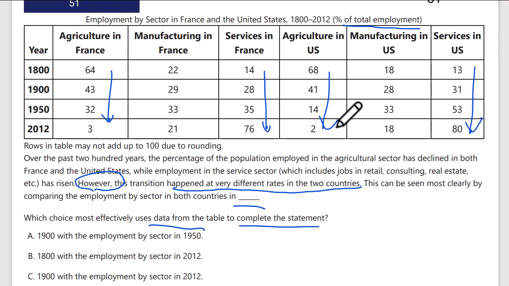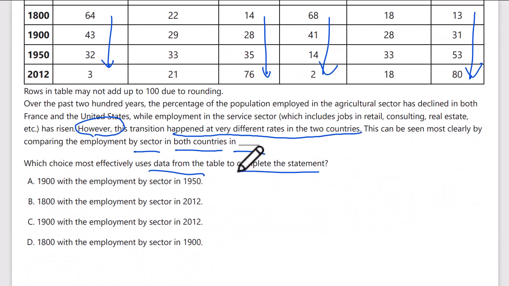Those are pretty similar numbers. So however this transition happened at very different rates. Okay, that's their statement, so we have to take them at their word. This can be seen most clearly by comparing the employment by sector in both countries in what? In certain periods of time, if we do a quick scan of the answer choices. Okay, so over long periods of time, yeah, the numbers look the same, but there are probably some sections of time where they're not. And let's take a look.